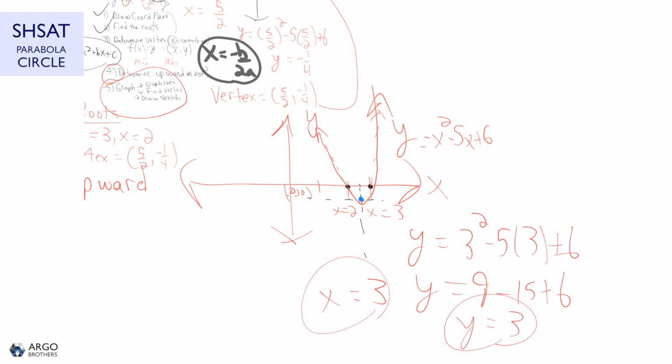Because 3 is a root, remember. So then if it's a root, then y equals 0. So actually this should be 0, sorry. So if x equals 3, y is 0 because x is a root.